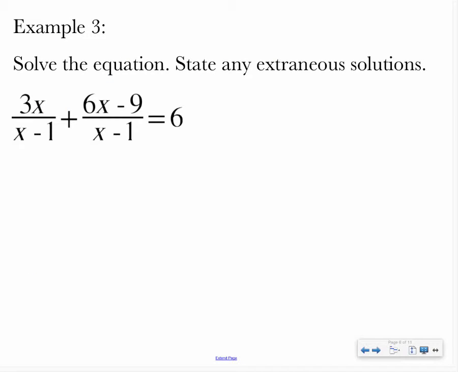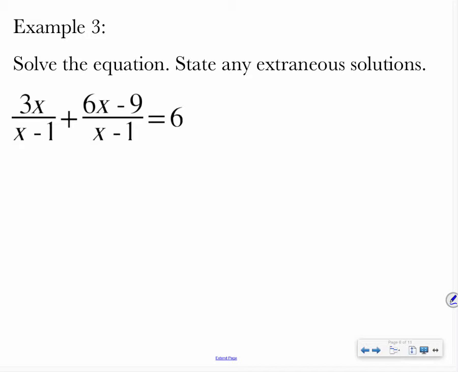We want to solve the equation and state any extraneous solutions. Remember, an extraneous solution is one that does not exist. Okay? It's a solution that does not exist. It's a number that works, but in some way it doesn't work. I know it's confusing, but we'll talk about it once we get it. Let's start by simply solving.